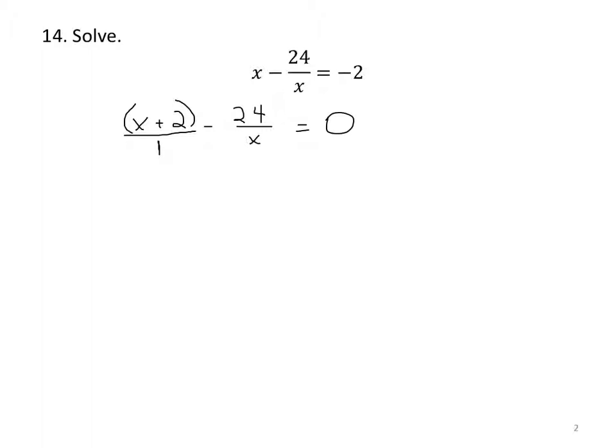And then our common denominator is going to be x. So we multiply the first by x/x, and the second term we don't have to multiply by anything because it already has x. So that gives us x² + 2x for the first numerator, minus 24 for the second, and all of that over the common denominator. Okay, that's our first step.